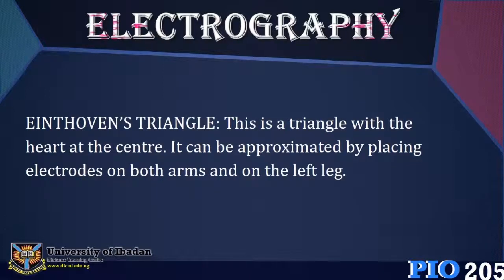Einthoven's triangle. This is a triangle with the heart at the center. It can be approximated by placing the electrodes on both arms and on the left leg.